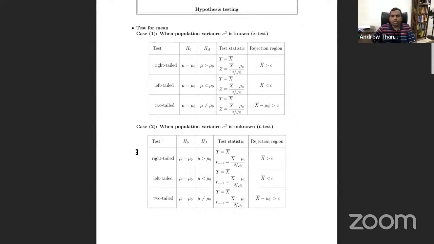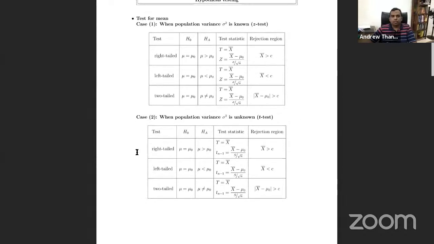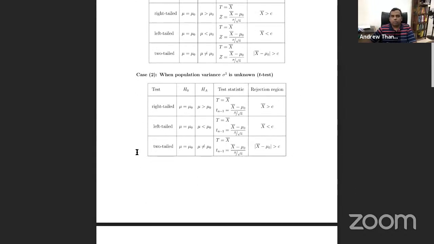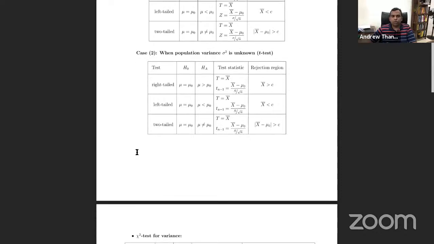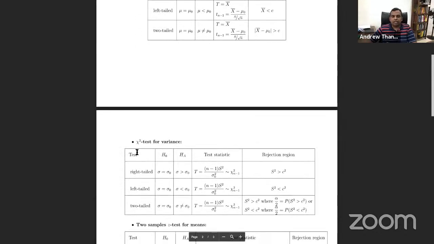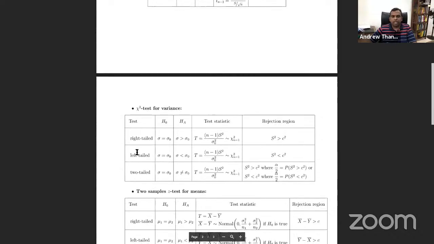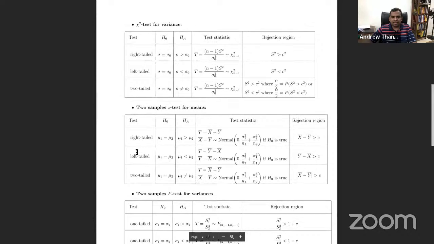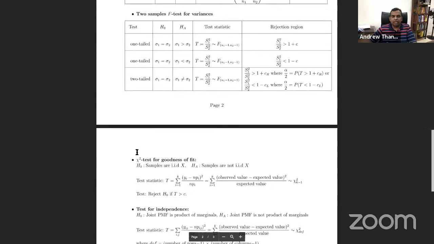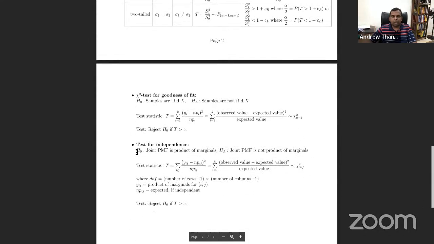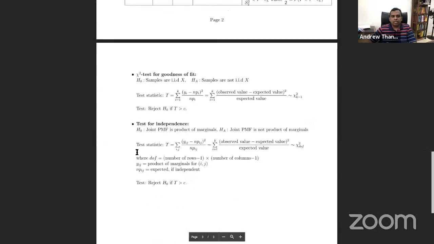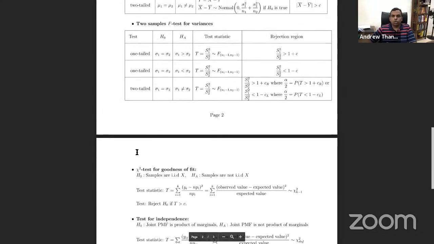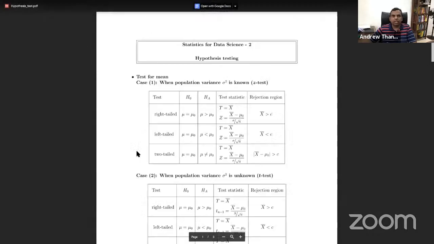So this is a quick roundup of the formulae. You see there is the z-test, and there is the t-test when you don't know the variance, and then there's the chi-square test for the variance itself, and there's two sample z-test and two sample f-test, and chi-square goodness of fit test and test for independence. So all these tests I've gone through in the lectures, and the formulae are here.